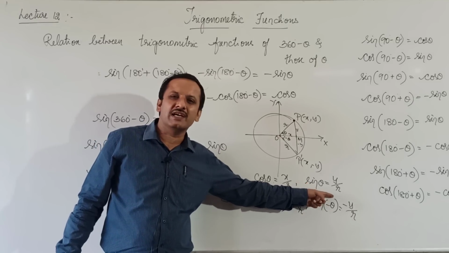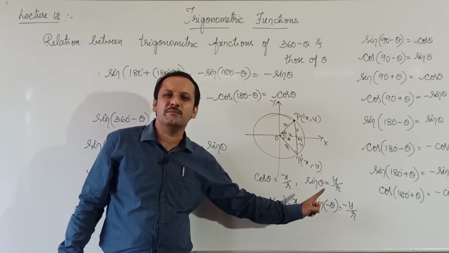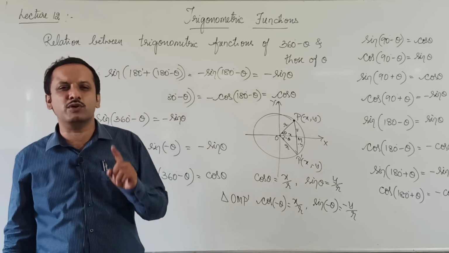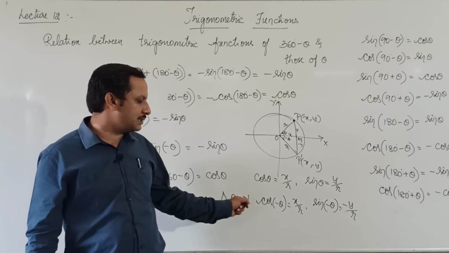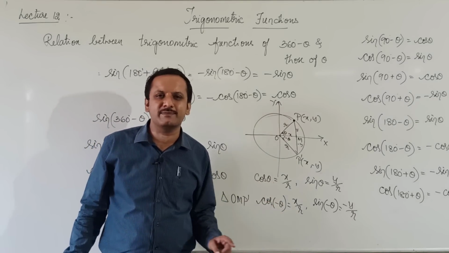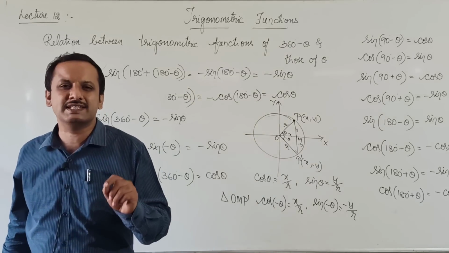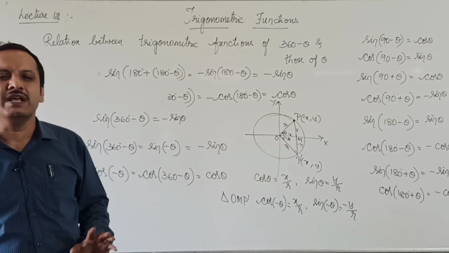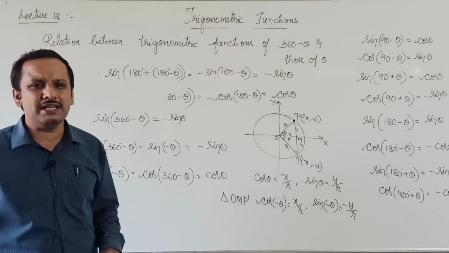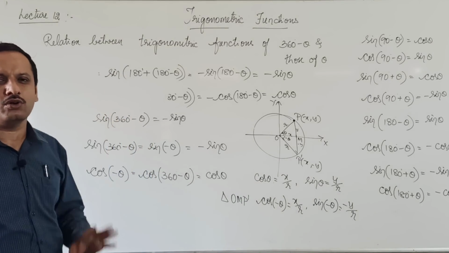Observe, sin theta is equal to y by r, sin of minus theta is equal to minus y by r. From these two we can say that sin of minus theta is equal to minus sin theta. Whereas here you observe, cos theta is x by r, cos of minus theta is also x by r. Hence cos of minus theta is equal to cos theta. Sin of minus theta is equal to minus sin theta, cos of minus theta is equal to cos theta.